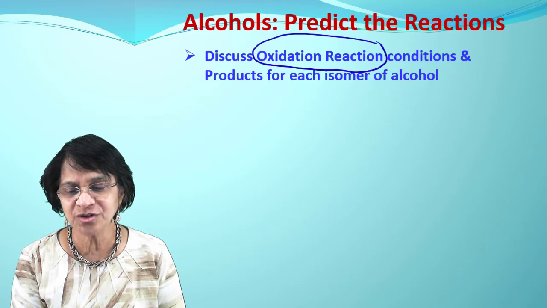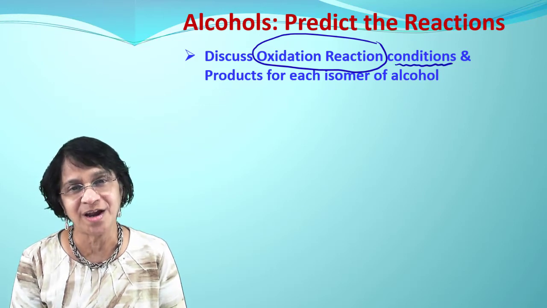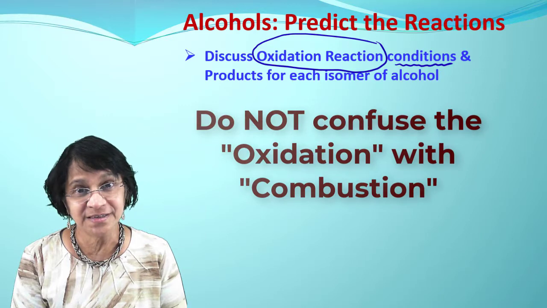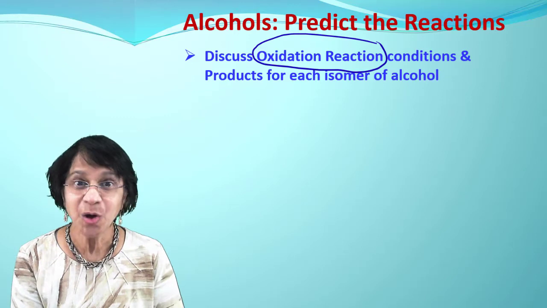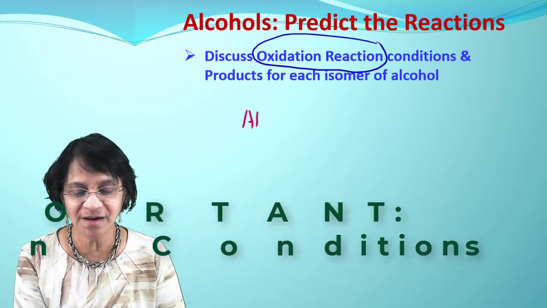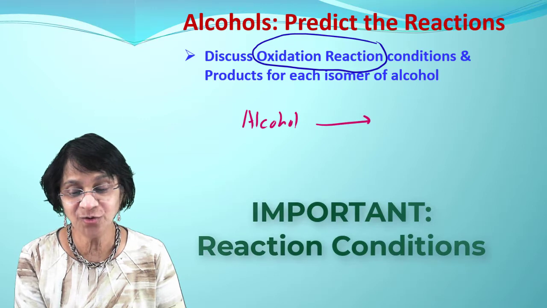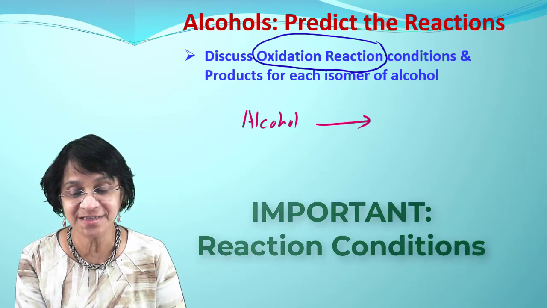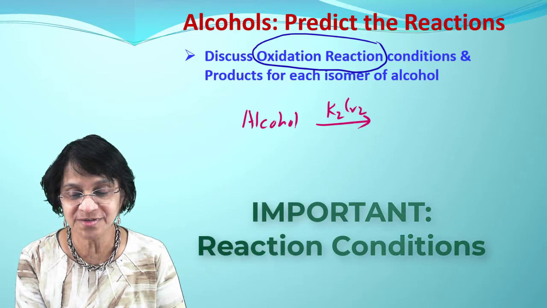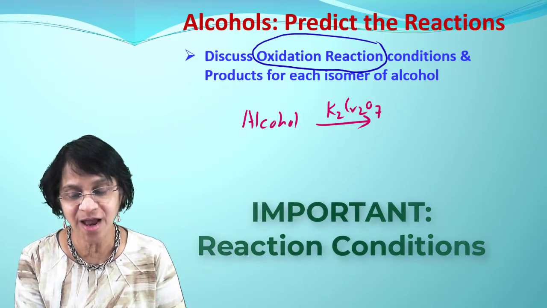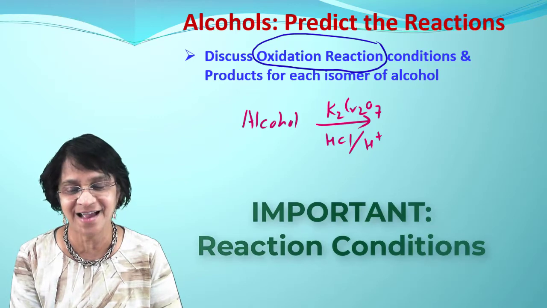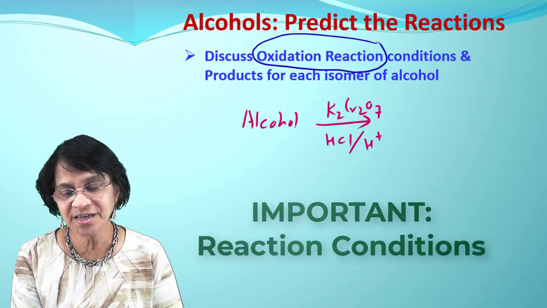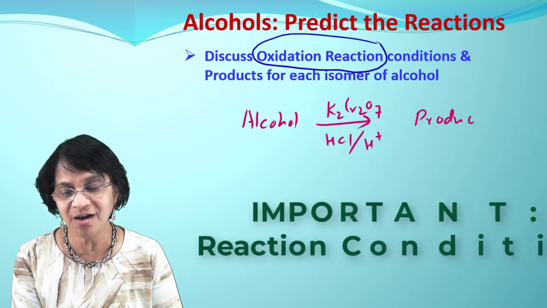Number 1, we have to make sure we know the conditions which are required. Oxidation is different from combustion, so don't get confused. We are not going to have O2 as a reactant. How does it work? It's always the alcohol reacted with acidified potassium dichromate. So we use potassium dichromate, and we need to have acid. HCl is something which can work. We can also write it down as an H+ ion, indicating it is an acidic medium. And then we get the product for each of the alcohols.